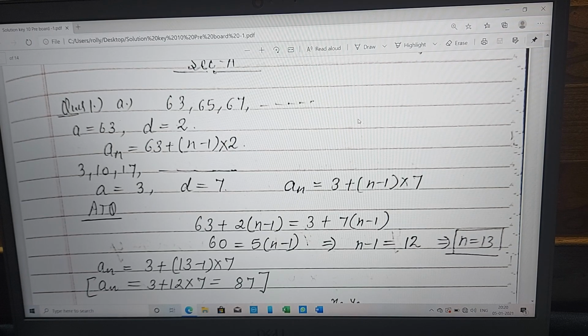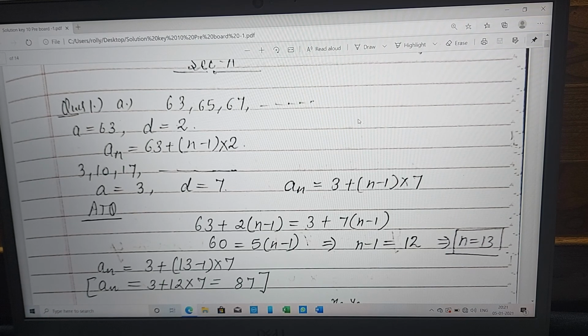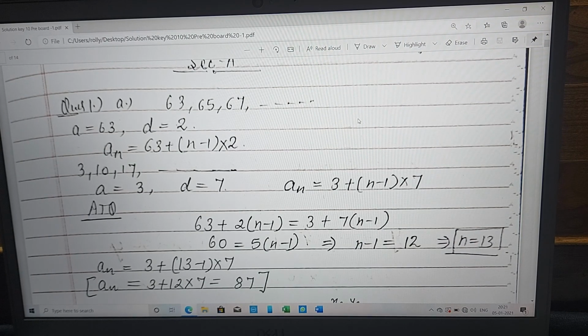We have considered that the nth term of the other AP will also be the same. So the other AP is 3, 10, 17. According to that, a will be 3, d will be 7. So an comes 3 plus n minus 1 into d. According to the question, they both will be equal, so they have been equated. The value of n is coming 13, so the 13th term of both the APs will be the same.